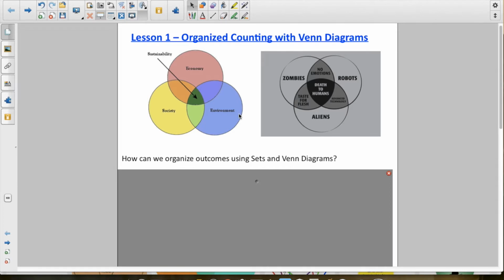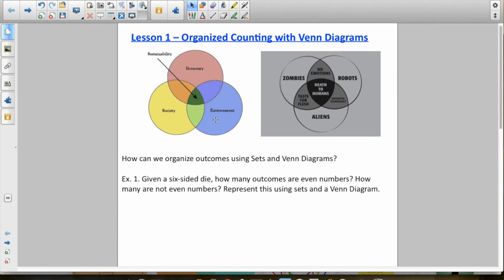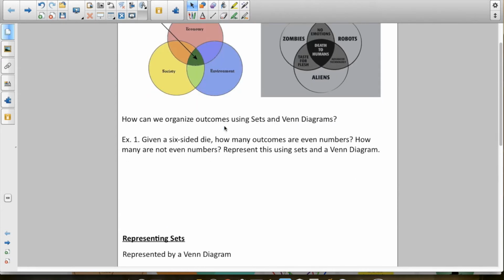We're going to look at some sets where you get three sets in Venn diagrams, but you can have more than three, you can have less than three. You can make up your own and come up with funny things like that, but basically we're going to answer this question today: how can we organize outcomes using set and Venn diagrams? So you've got the handout. I would fill this out as we go through.